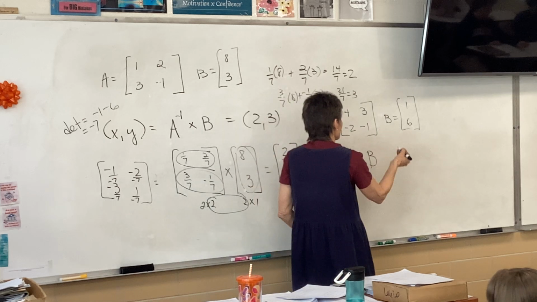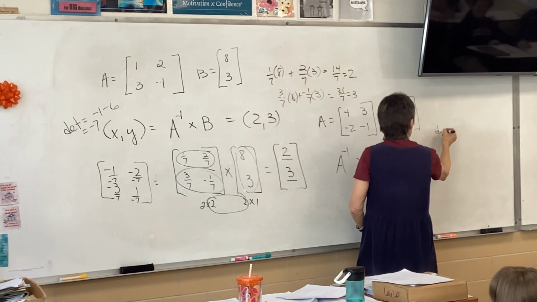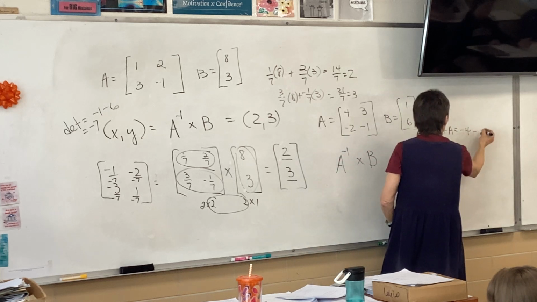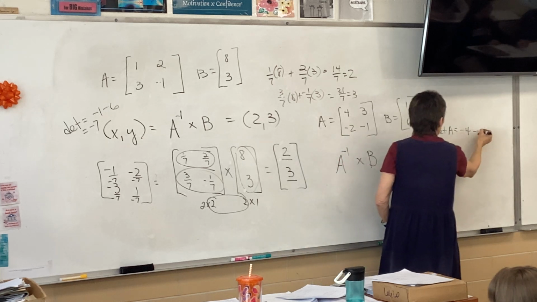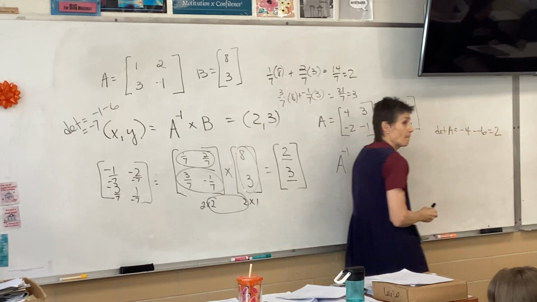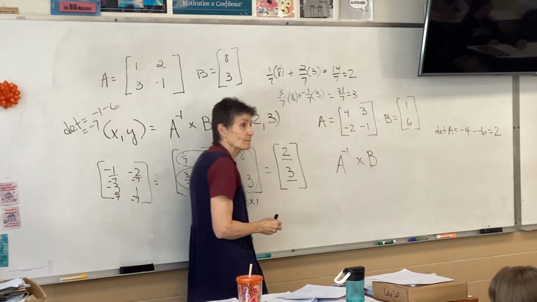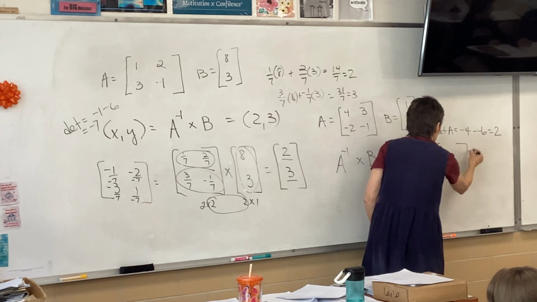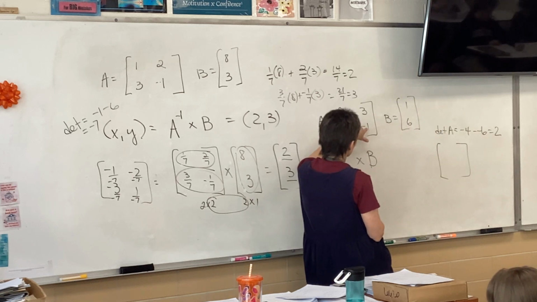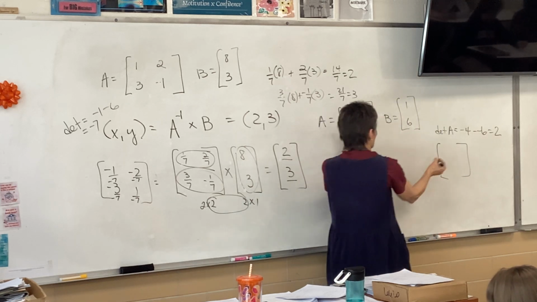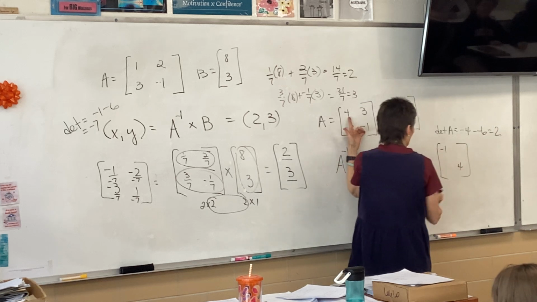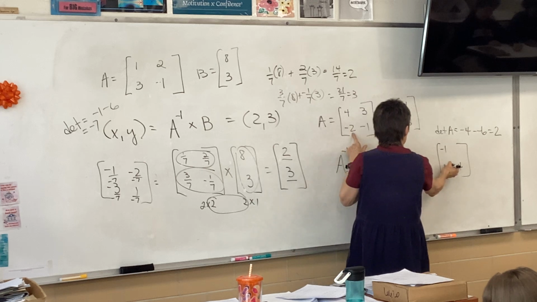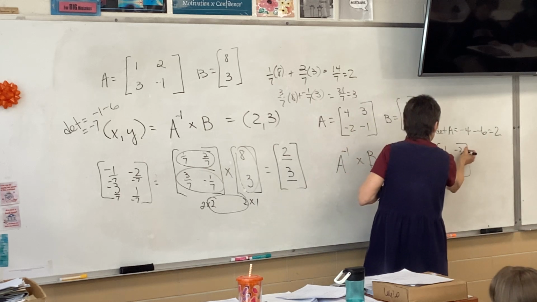All right, so what is the determinant? Negative 4 minus negative 6. Did you get 2? Yeah, so the determinant is 2. And then we make our new matrix, so we take these two. So negative 1 and 4, negative 1 over 2, and 2, negative 3.